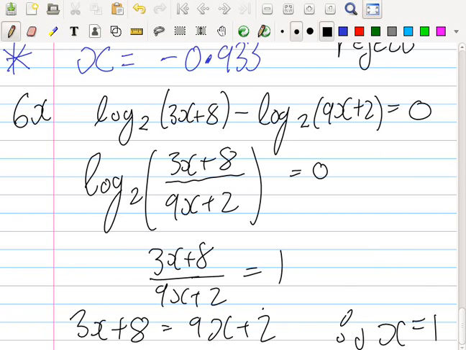We can do a quick check. 3 plus 8, 11. 9 plus 2, 11. 11 over 11, 1. Is log of 1 0? It is. So this definitely works. Now, I think letter Y is more interesting because it's not equal to 0 and the bases are different.